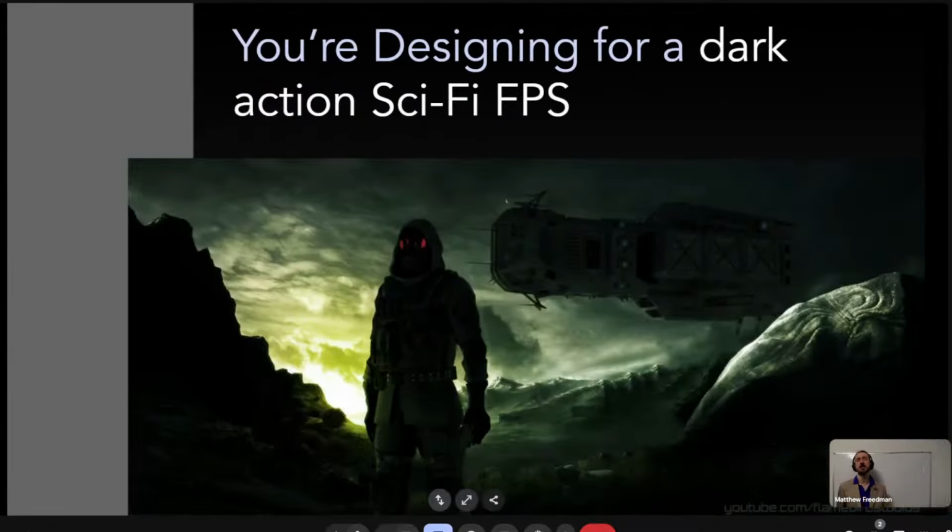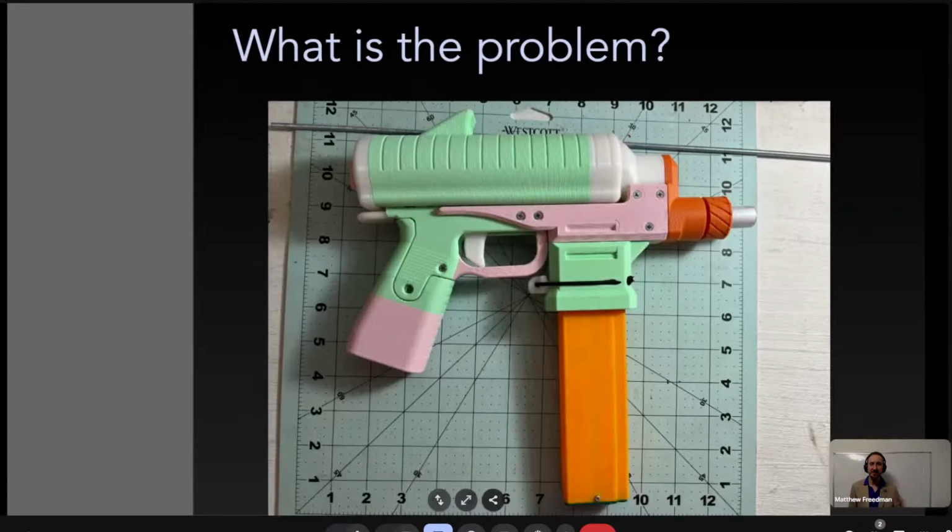So we're designing a dark action sci-fi FPS, and we've got a problem with our guns. So let's take a look at what they're doing there. We're coming in as a consultant. They say, you got to help fix our guns. So you take a look at our dark sci-fi FPS, and they're like, this is the gun we made.